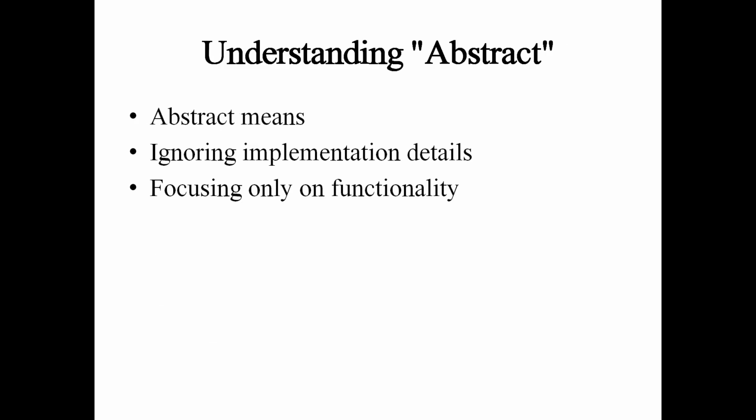Now, let's understand the word abstract. Abstract means separating something from its detailed implementation. So, as I told you, when we drive a car, we know how to use the steering wheel, accelerator, brake, and most of us don't know how the engine works internally. Still, we can drive the car perfectly. So, this is abstraction. We use something without knowing its internal implementation.